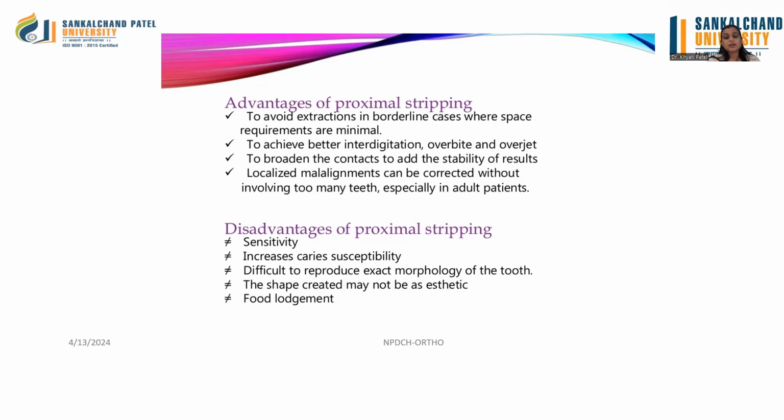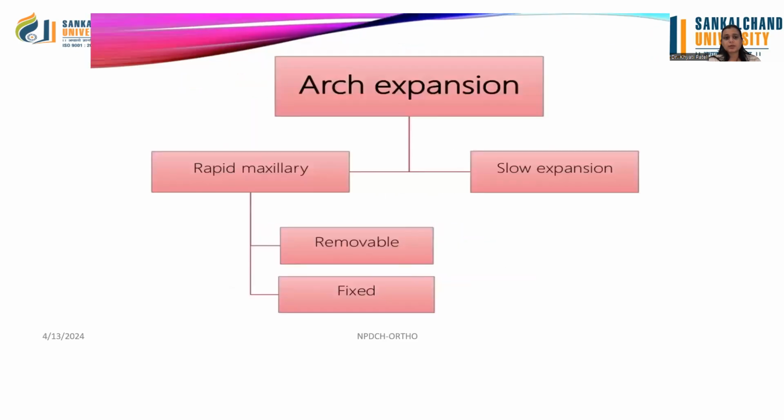Even the shape we create by stripping may not be aesthetic because we cannot judge beforehand. And the last is if we change the natural contact point and do not correct it with orthodontic treatment, there is a chance of development of food lodgement. That is a main patient complaint. And if there is a patient complaint of food lodgement, then we need to do the treatment again and we need to do caring again. So these are all the problems we normally get with proximal stripping.